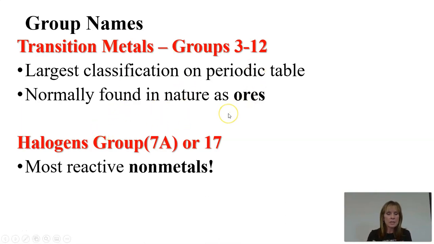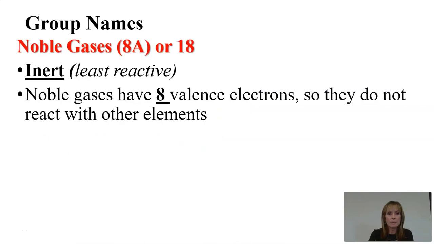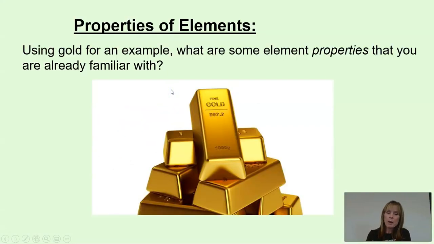Halogens, group 7 or group 17, are the most reactive non-metals on the periodic table. And group 8A are inert, or unreactive. They have 8 valence electrons. They're very stable, so they don't really react with other elements. Okay, properties of different elements.